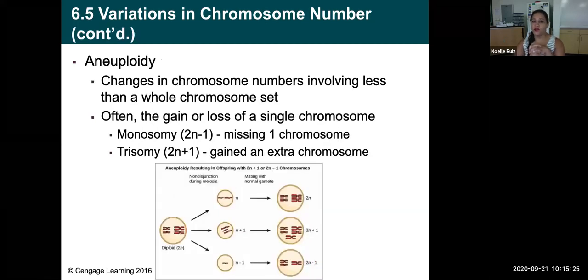Aneuploidy is changes in chromosome numbers involving less than a whole chromosome set. This is more common. Often it's the gain or loss of a single chromosome. It can either be monosomy, when you're missing one chromosome, mono means 1, or trisomy, tri means 3. So you gained an extra chromosome, so you have a set of 3 somewhere in your karyotype.